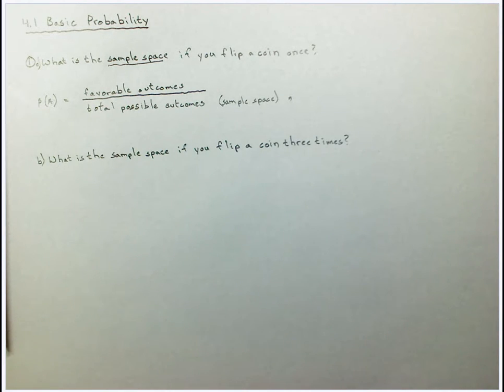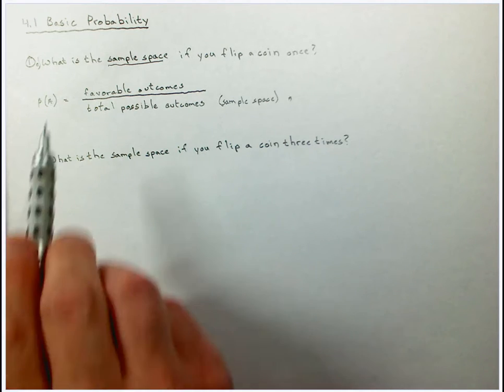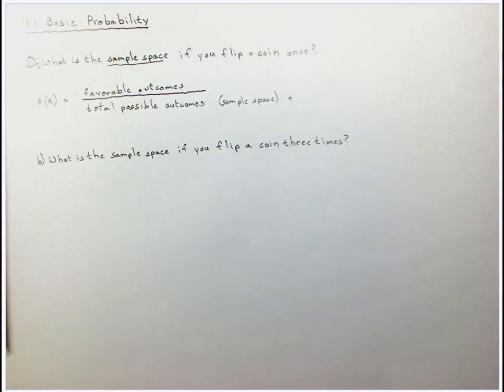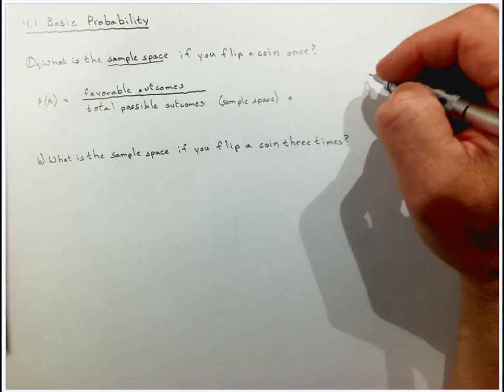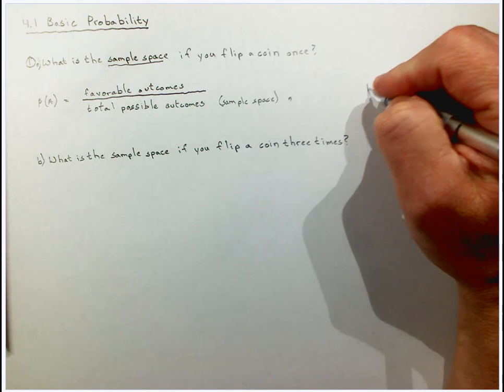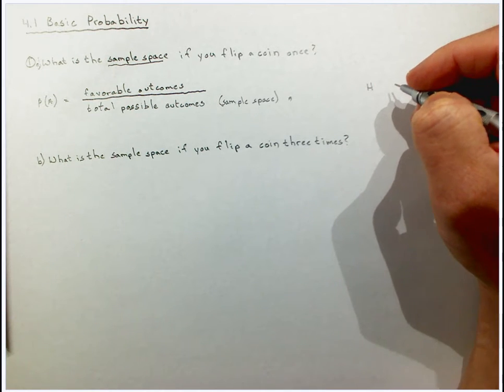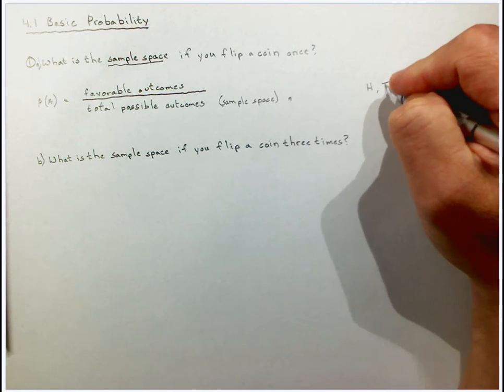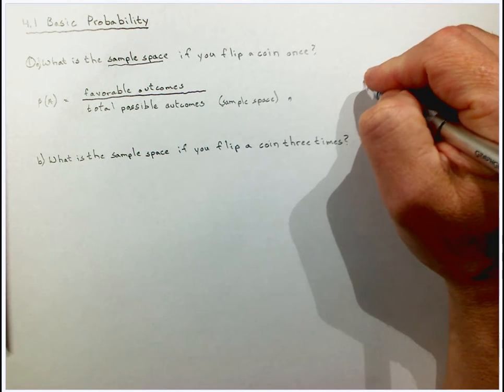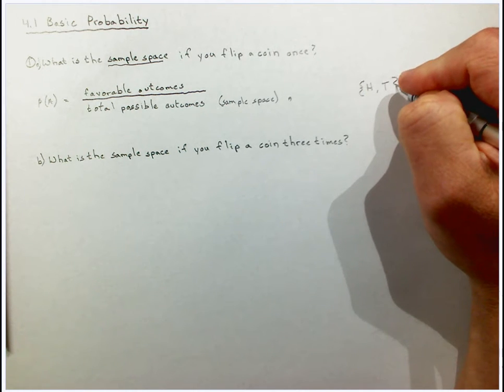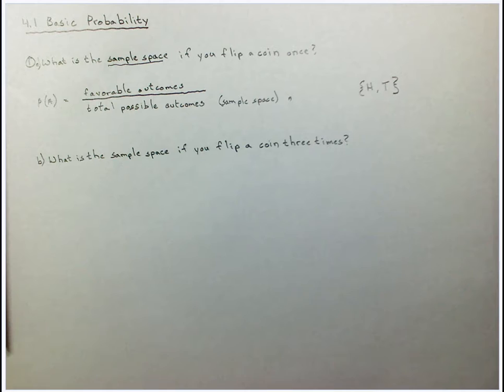For our question, it says, what is the sample space if you flip a coin once? Well, what are the outcomes whenever you flip a coin? You can either flip that coin and you get a heads or you get a tail. This is my sample space for one flip. Two outcomes. It's one or the other.